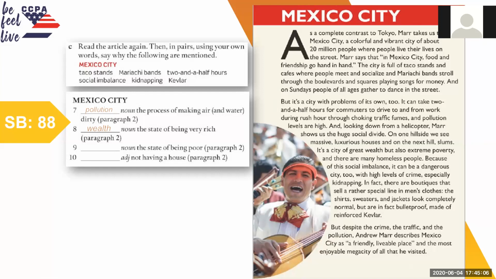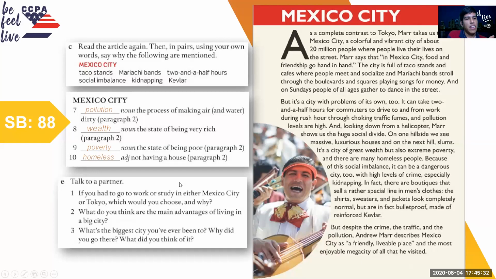Arami. Arami, 9, the state of being poor. Poverty? Excellent, Arami. And 10, Arami, select your victim. Fair, Iraila, not having a house. How do you call people who do not have a house? Homeless. Excellent, Fair. Thank you so much.